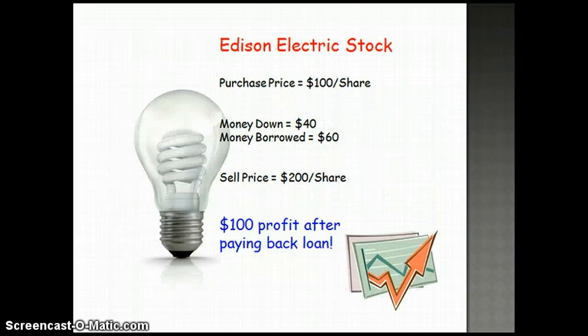So let's say, for example, that you decided to purchase 1 share of stock in Edison Electric. The purchase price is $100 per share. You only have $40 at the moment, so you borrow $60 from your broker. Business is going well, and after 6 months, you are ready to sell your stock for $200 a share. After paying your broker back his $60 and subtracting the $40 you had originally invested, you would end up making a $100 profit.